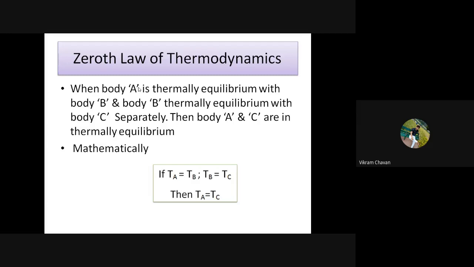When body A is in thermal equilibrium with body B, and body B is in thermal equilibrium with body C separately, then body A and C are in thermal equilibrium.